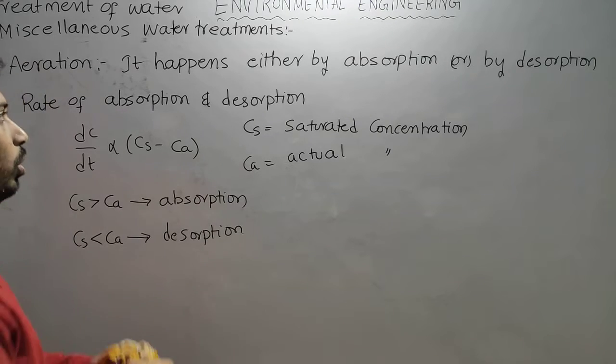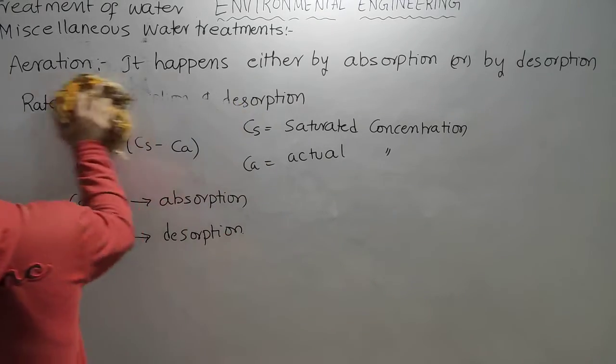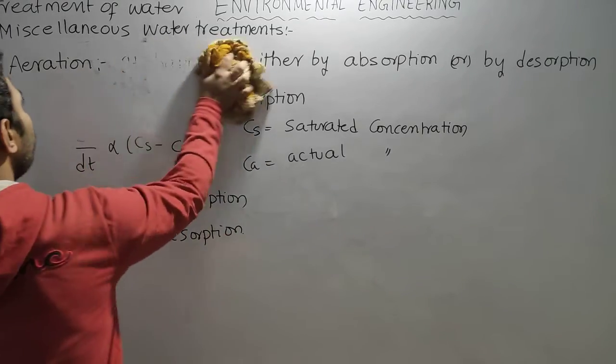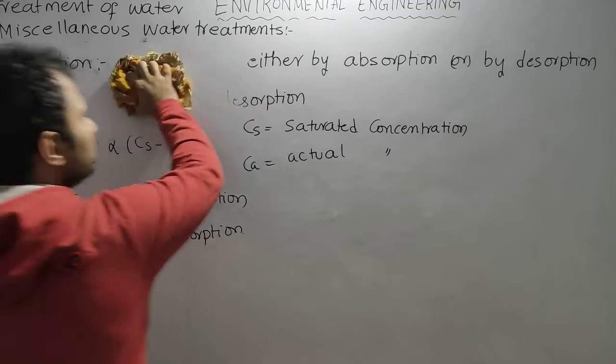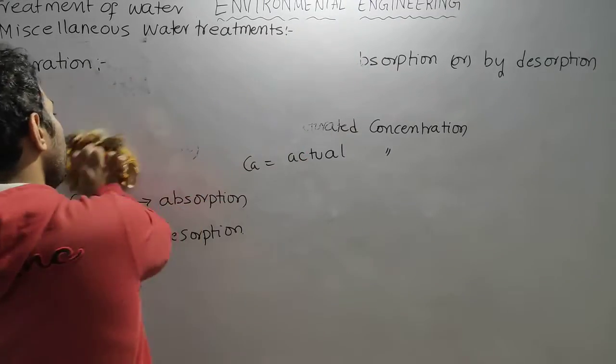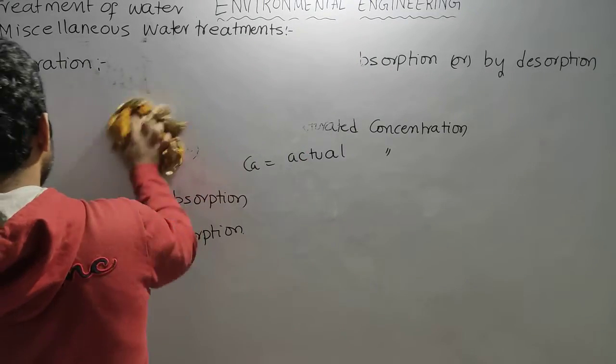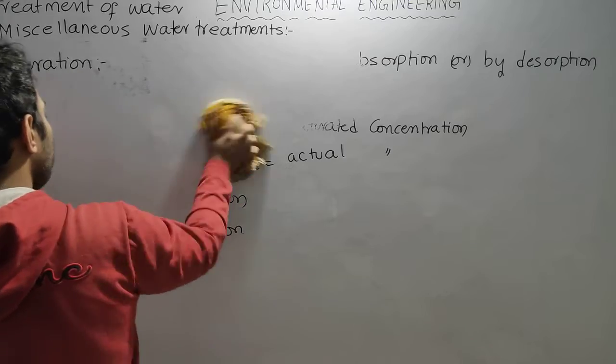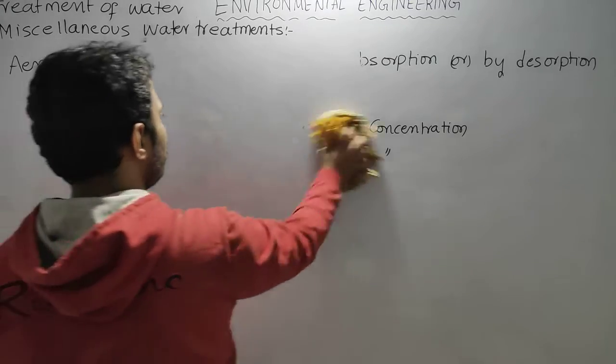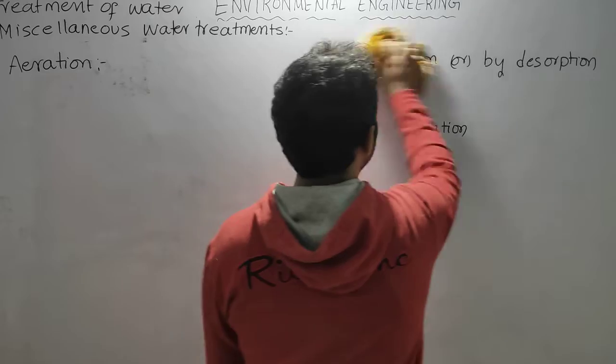Now, what are the different techniques we use for having more dispersion of water into the air? I told you we need to increase the surface area of the water. This surface area can be increased in many ways. So there are many methods by which you can increase the surface area of the water. Let us see what methods we have.